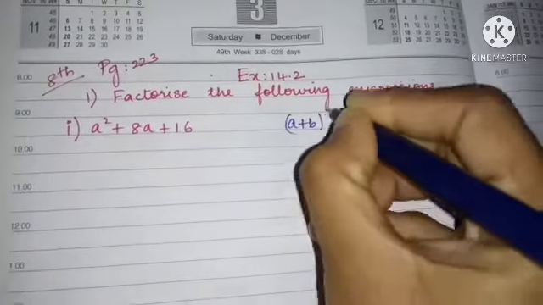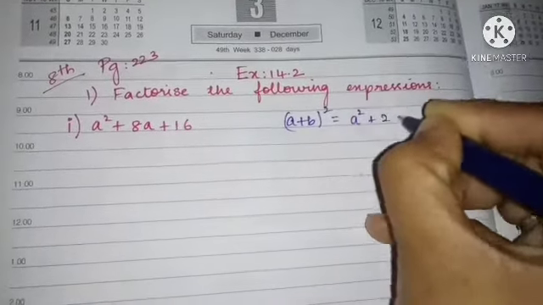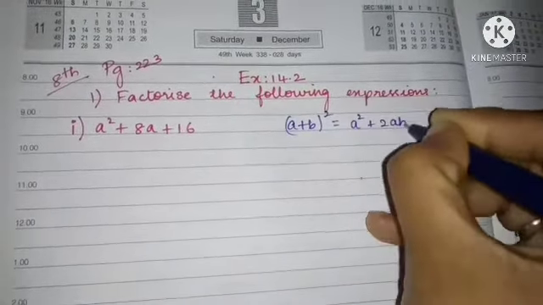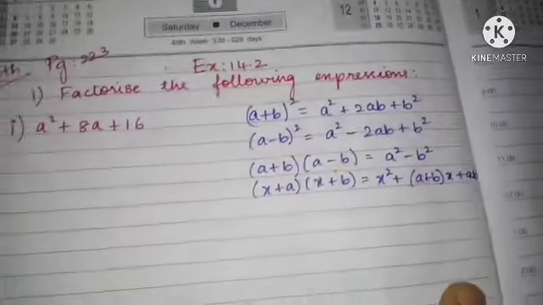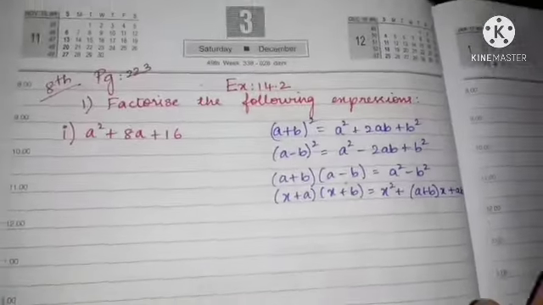(a + b) whole square is equal to a square plus 2ab plus b square. Then (a − b) whole square is equal to a square minus 2ab plus b square. Then (a + b)(a − b) is equal to a square minus b square. Then (x + a)(x + b) is equal to x square plus (a + b)x plus ab. So these are the four identities which you know.